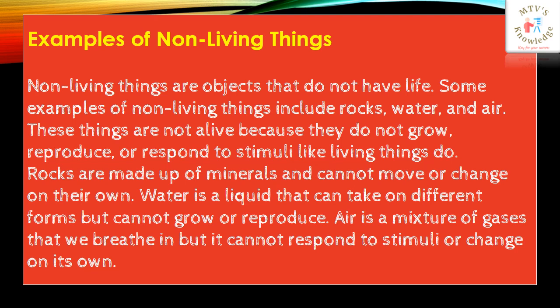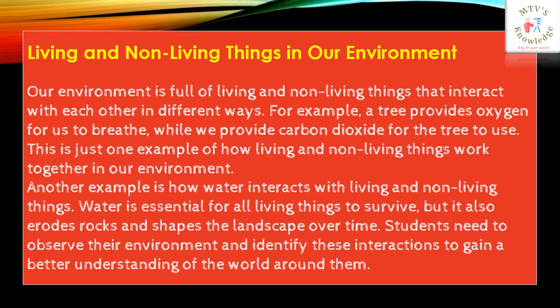Living and non-living things in our environment. Our environment is full of living and non-living things that interact with each other in different ways. For example, a tree provides oxygen for us to breathe, while we provide carbon dioxide for the tree to use. This is just one example of how living and non-living things work together in our environment.